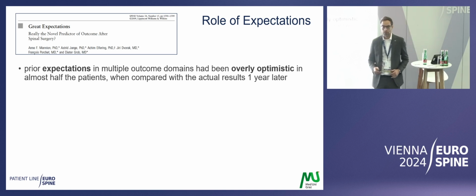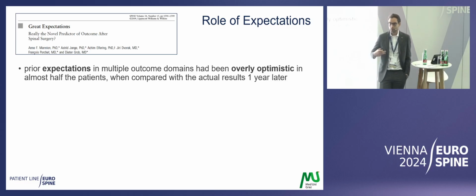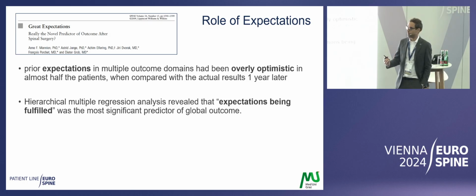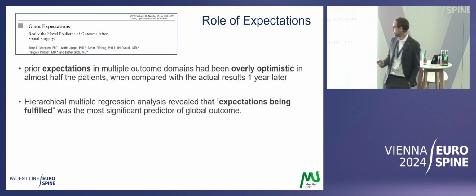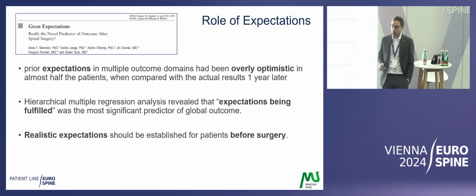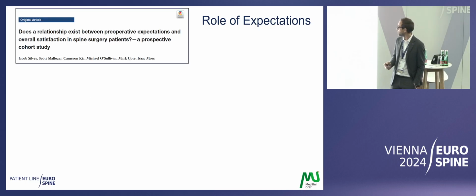And when they looked at their results, they saw that the expectations of the patients were overly optimistic in almost half of the patients. So they were probably not counseled that well before surgery. And the statistical analysis revealed that the expectations being fulfilled was the most important predictor of the patients being satisfied and having a good global outcome. So we really have to set realistic expectations before surgery when we talk to our patients.